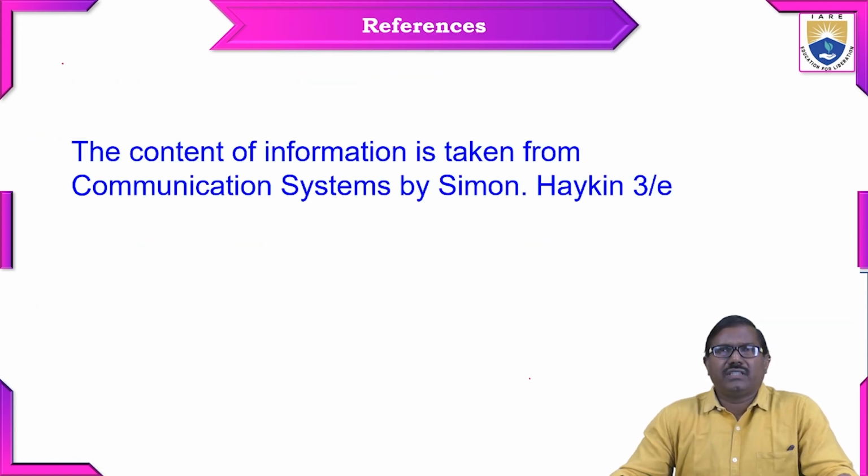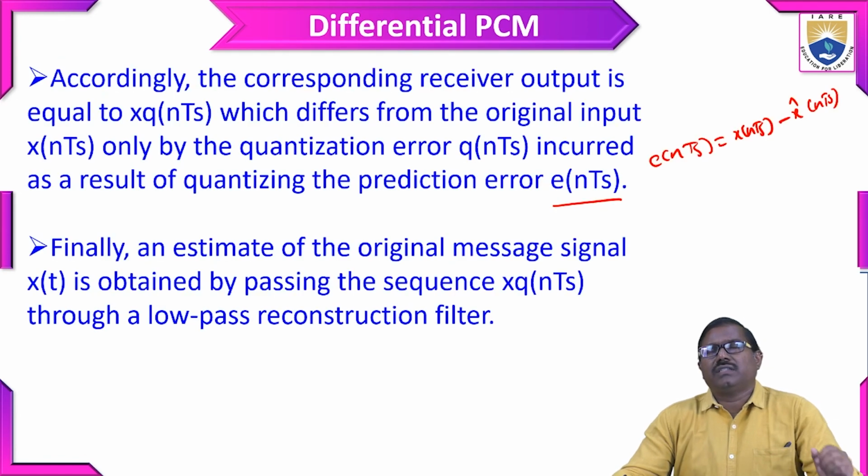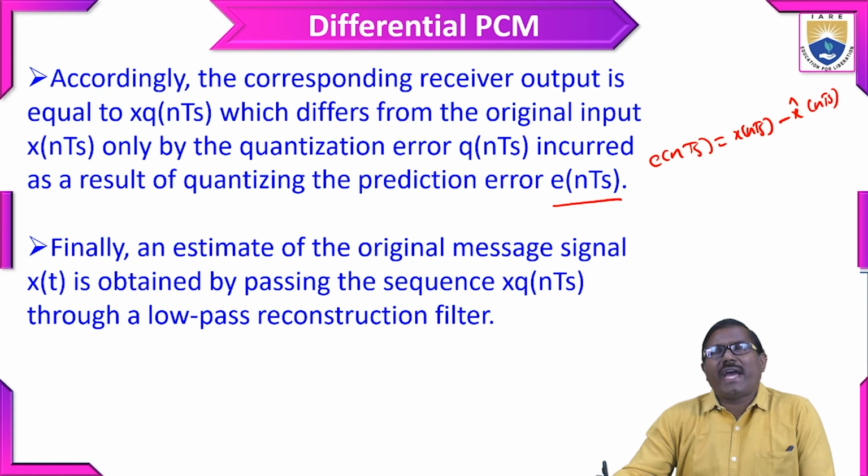The reference for this content is taken from Communications by Simon Haykin, fourth edition. I hope you understand this differential PCM. The main drawback of the PCM system is that it encodes whatever bits are coming in totally, so the data rate is going to increase.